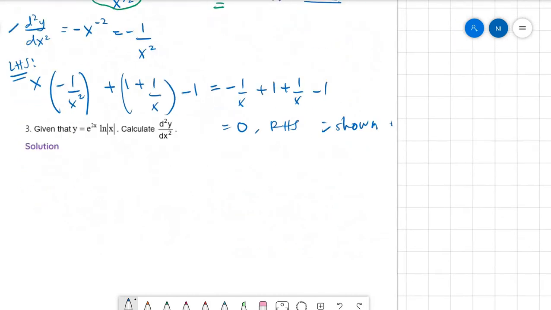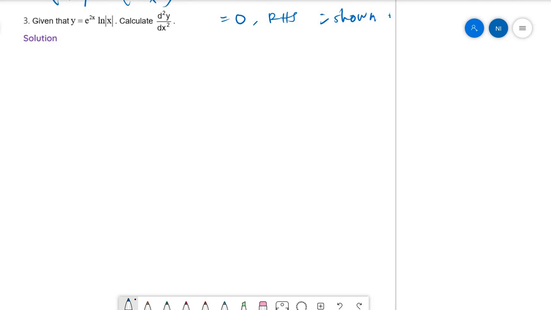Okay, let's do the last one. Given that y equals e to the power of 2x times ln x, calculate d squared y/dx squared. As you can see here, we need to apply the product rule. This is u and this is v, because this is a multiplication of two different functions. So, u is equal to e to the power of 2x, u prime is equal to 2e to the power of 2x. v is ln x, which means v prime is 1 over x.